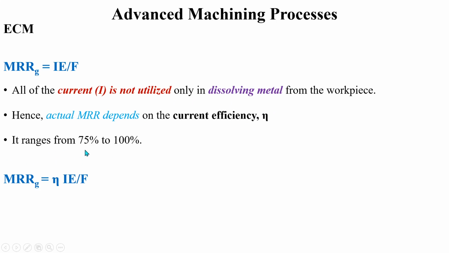So eta ranges between 75 to 100%. We can calculate the MRR in terms of grams, which equals eta times IE by F. Here eta represents the current efficiency, which varies from 75% to 100%.